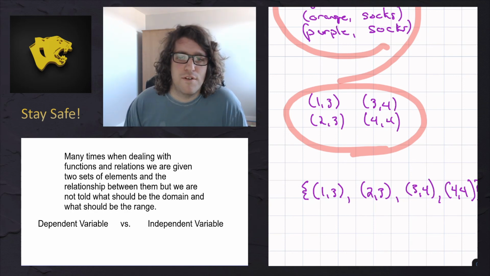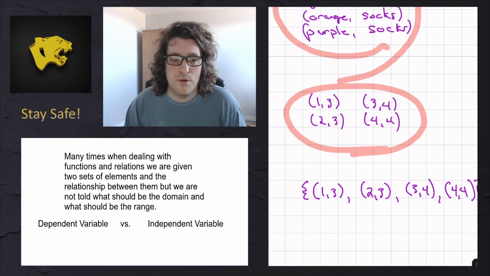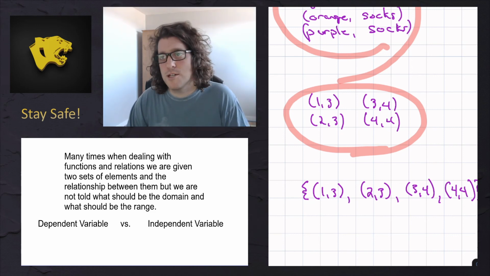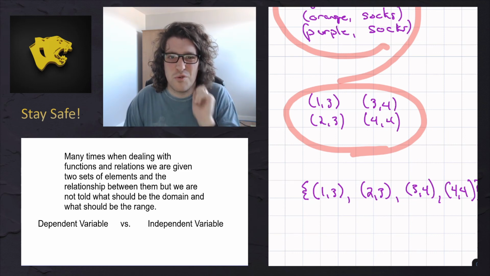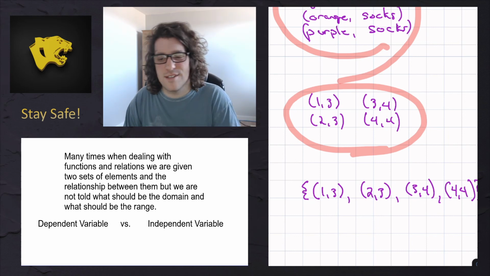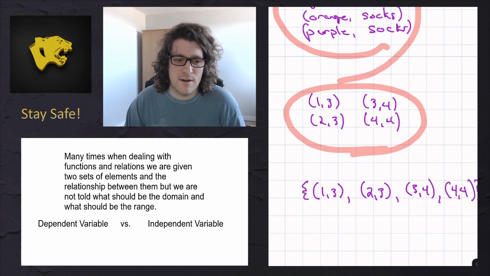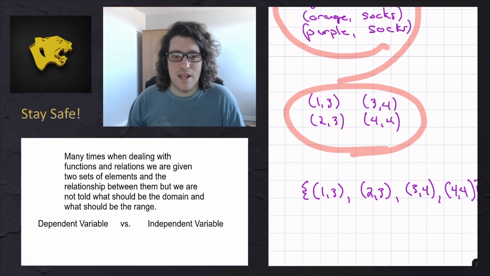Many times when dealing with functions or relations, we are given 2 sets of elements and the relationship between them, but we're not told what should be the domain and what should be the range. A lot of times with word problems that have some context to them, we're not necessarily sure which one should be which, domain or range, listed first or second when you're doing your ordered pairs. So this is a discussion of dependent variables versus independent variables.